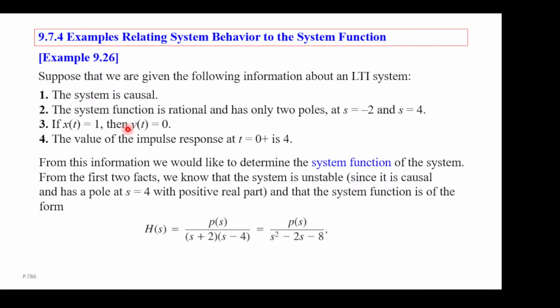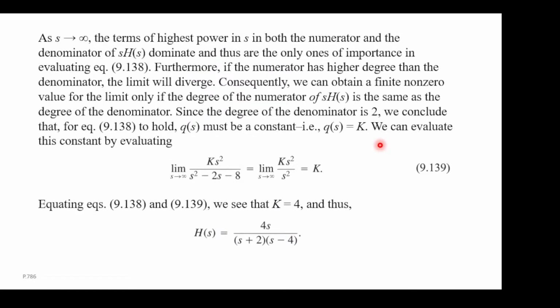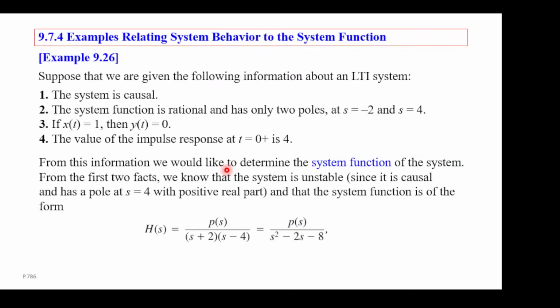So from there we see P of s is s times another polynomial Q of s. And finally, from property 4, you see this 0 plus thing. You see the 0 plus thing, and you immediately feel that we should use the initial value theorem. And indeed, we can use it. We didn't say, but we should check that we can actually use the initial value theorem. So why can we use it? Because the system is causal.